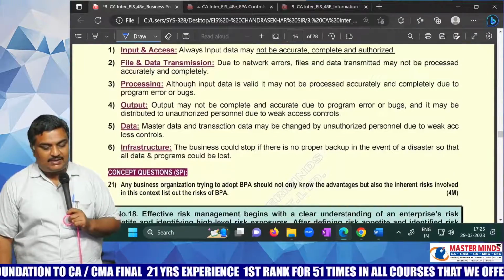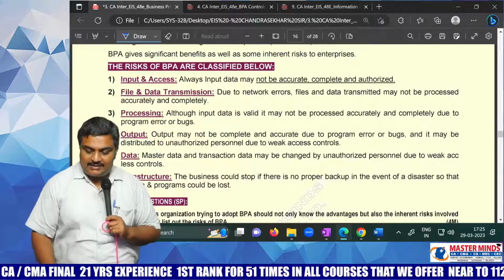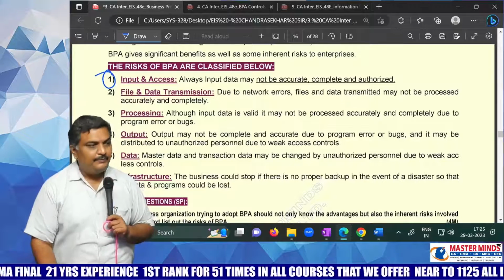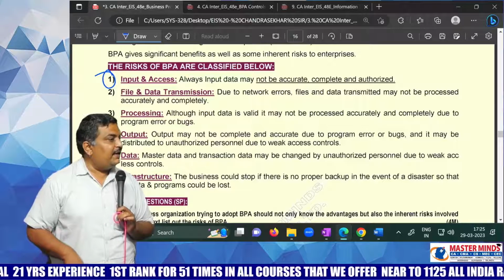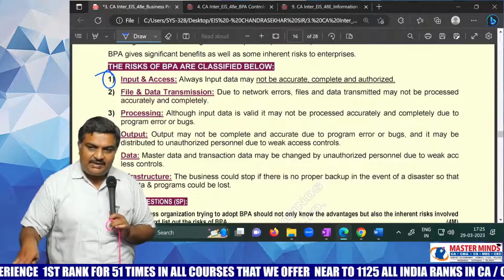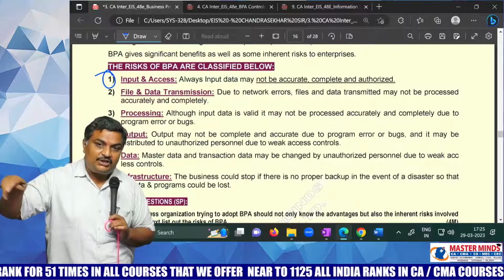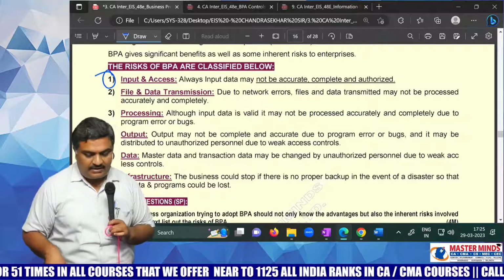Okay. And this question is also given in the exam. What are the risks in the BPA? First one is input and access risk. Input and access risk means what? I am entering data into the system, but I am entering inaccurate data. Spelling mistakes, or sometimes I am data diddling. Data diddling means wantedly changing the data. That is called input risk or access risk.